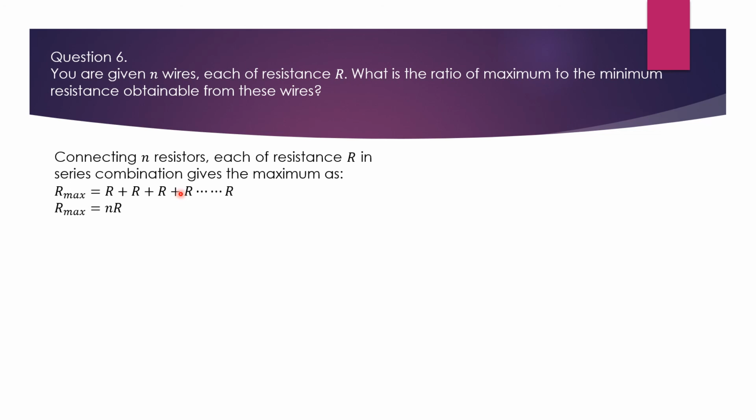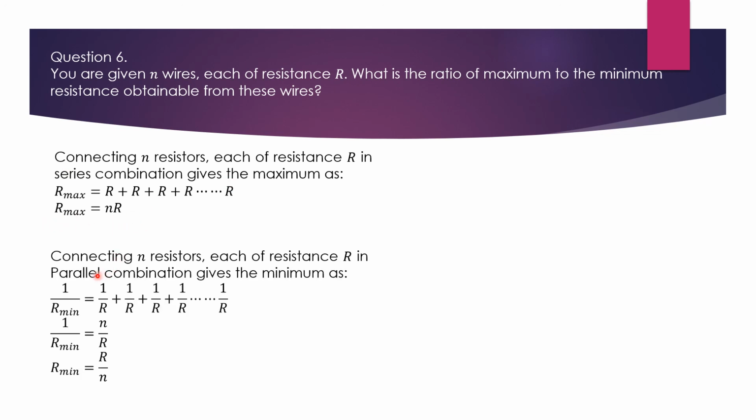So now again, I'll write those: connecting n resistors in series will give me R max equal to nR. Similarly, R min becomes R over n. And when I write the ratio R max to R min, this is what I am required to produce: the ratio of maximum to minimum resistance obtainable from these wires. This is R max to R min. I have calculated R max as nR, and I have calculated R min as R over n. Substituting these values, I get nR ratio R over n.